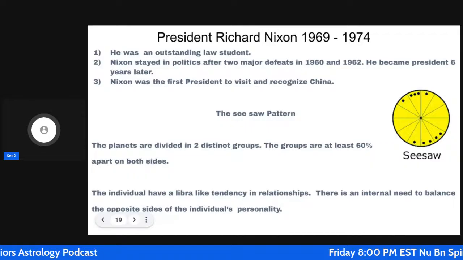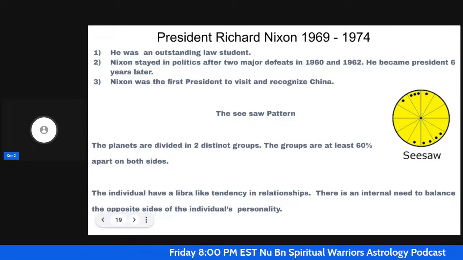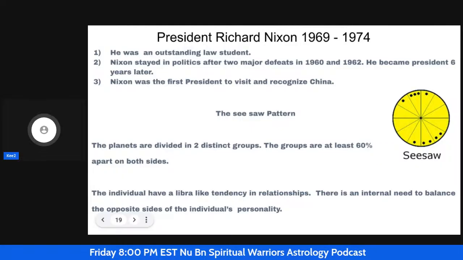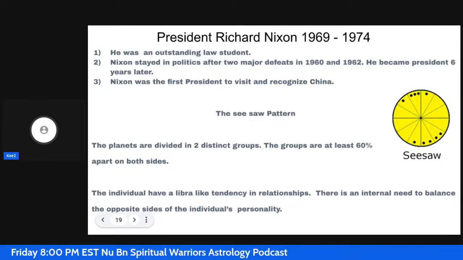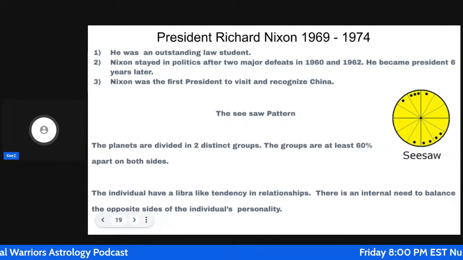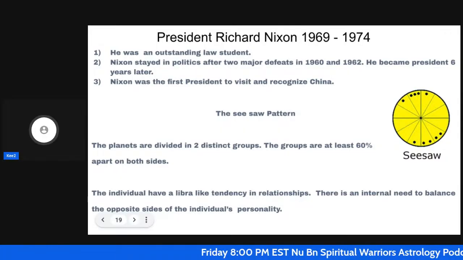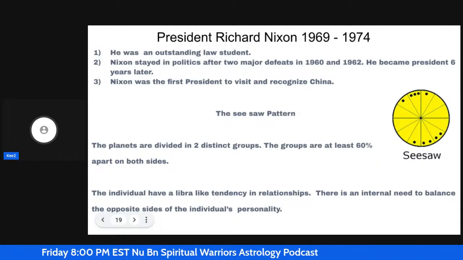The seesaw pattern. The planets are divided into two distinct groups. The groups are at least 60 degrees apart on both sides. The individual has a Libra-like tendency in relationships. There is an internal need to balance the opposite side of the individual's personality. The seesaw.